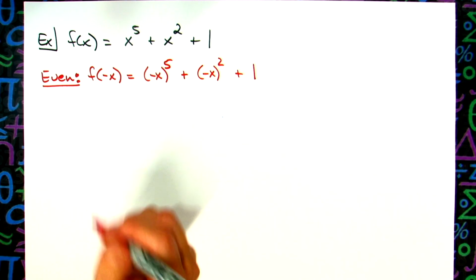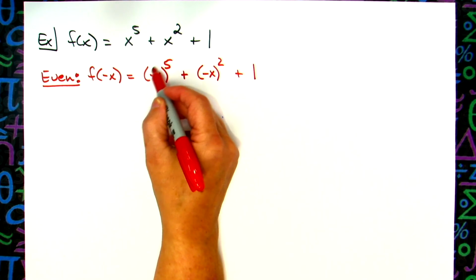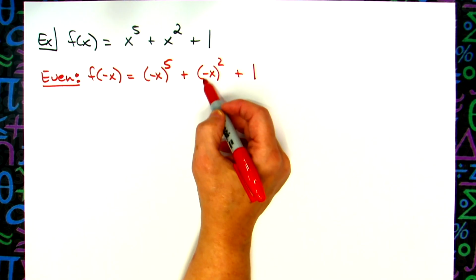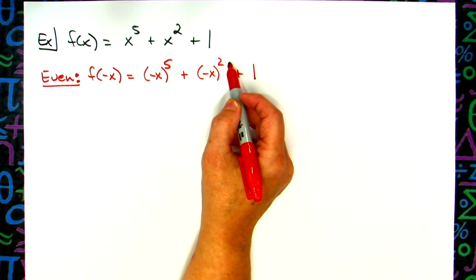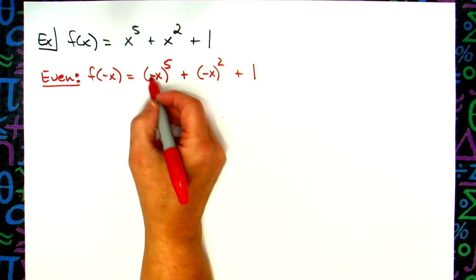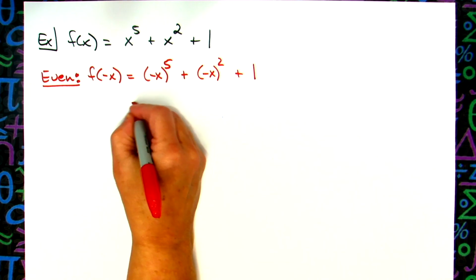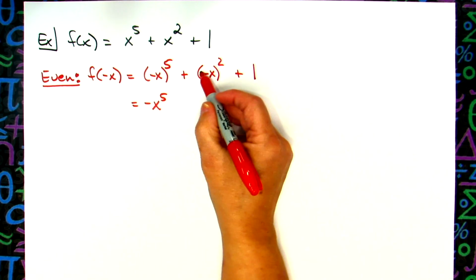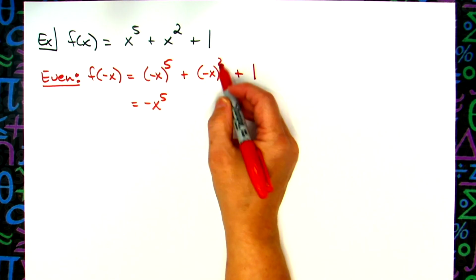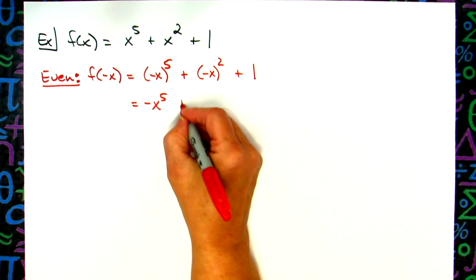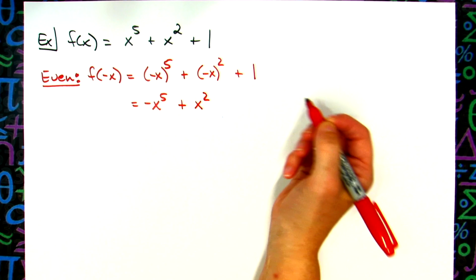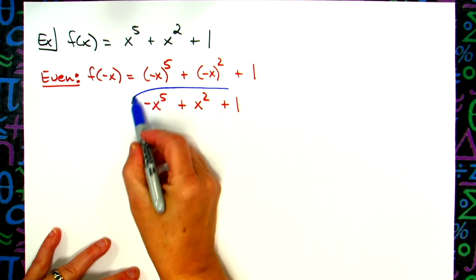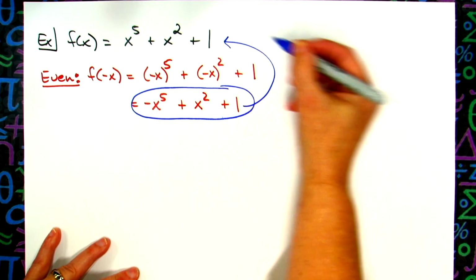And then just like we did on that first one, if you have an odd exponent and you've got a negative base, we know it makes it negative. If I have an even exponent with a negative base, it makes it positive. So you can do the math really easy, especially if there's no coefficient. A negative 1 to the fifth power is going to give me a negative 1. So a negative x to the fifth. Negative 1 squared is going to make it a positive. So this term is going to turn into a positive x squared. And the plus 1 we don't do anything with. Once you have simplified, you look at that entire answer and you ask yourself, does it match that original function?